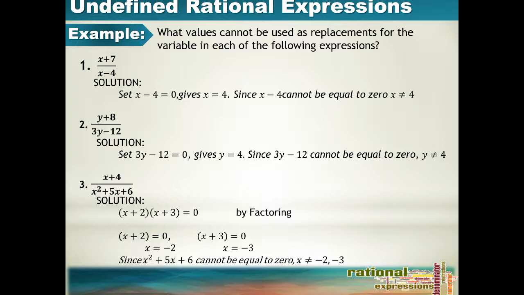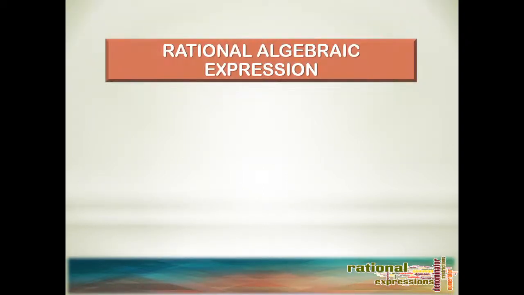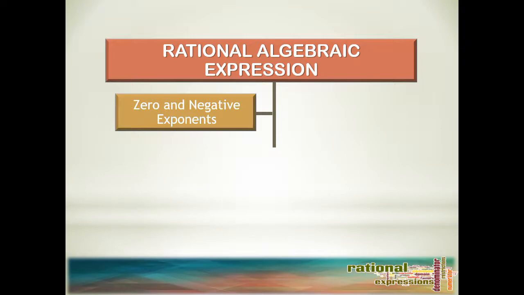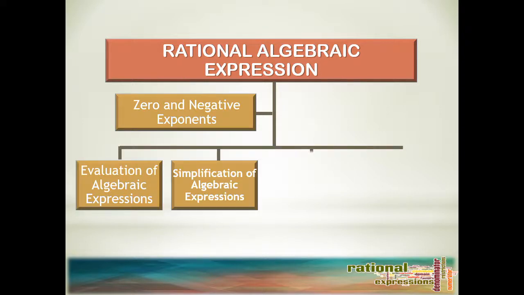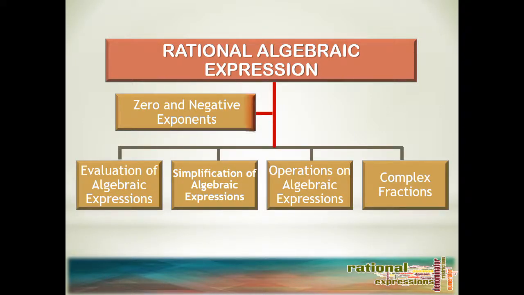Since x squared plus 5x plus 6 cannot be equal to 0, x must not be equal to negative 2 and negative 3. If you try to substitute negative 2 and negative 3 to the denominator, it will become 0. Okay, rational algebraic expression. Since we already defined what a rational algebraic expression is, and you have already learned some examples, let's proceed to 0 and negative exponents.